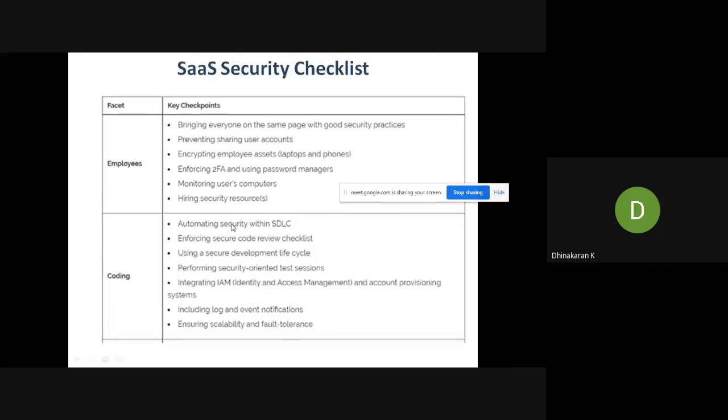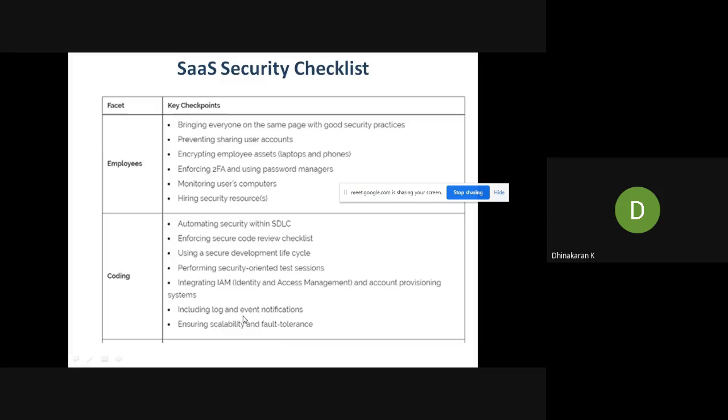And the next one is the coding side. Automating security with the software development life cycle. Why do you just focus on this? Everything happens inside your cloud, so that is what they are explaining. They also try to expose this coding. Enforcing a secure code review checklist using the secure development life cycle, performing security-oriented test sessions, and integrating identity and access management. This is very important. We'll discuss it in the last topic of your fourth unit.